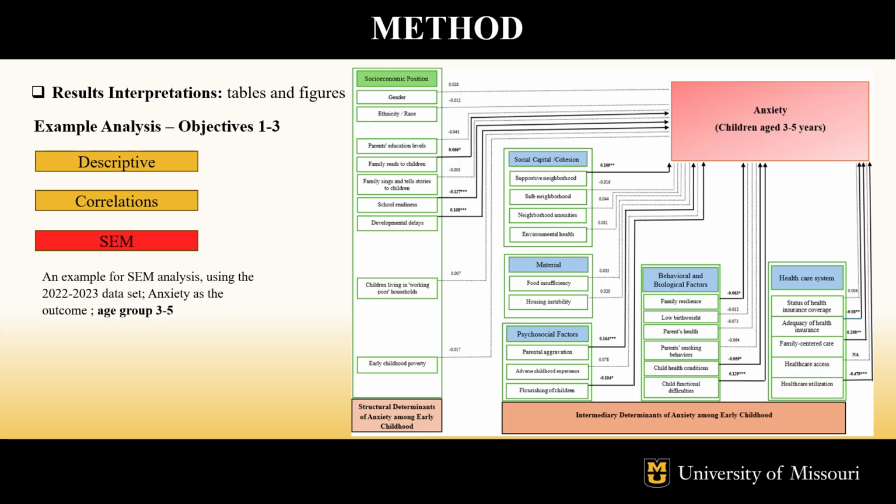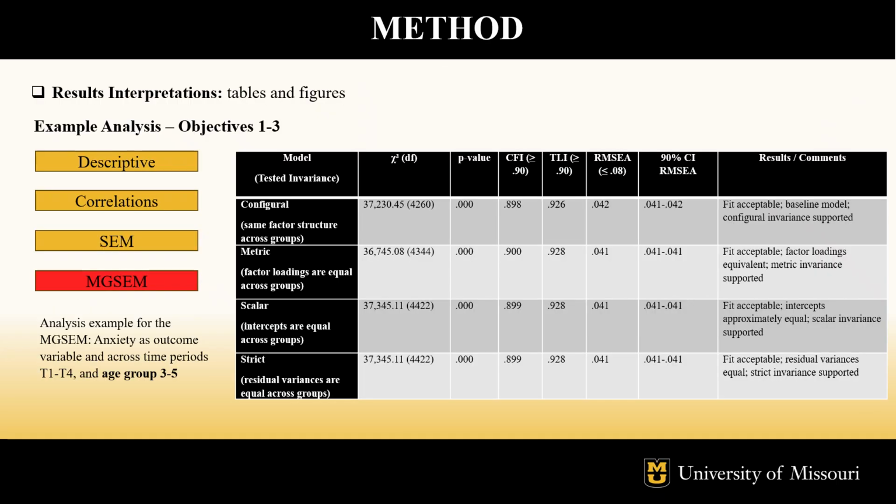Here, I have provided an example of the analysis for further clarification. Start with descriptive statistics followed by correlations. Then you can see the structural equation modeling analysis for the 3 to 5 age group using the P4 data set, which is 2022 and 2023. This shows the multiple group structural equation modeling analysis results for the 3 to 5 age group across all 4 time periods. The results indicate that the data and model are suitable for the pseudo latent growth curve model analysis.